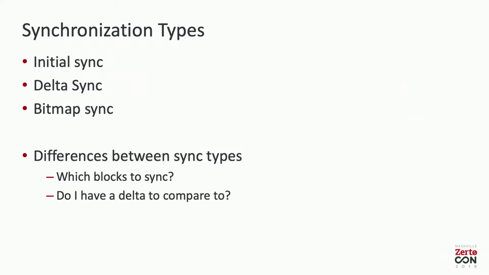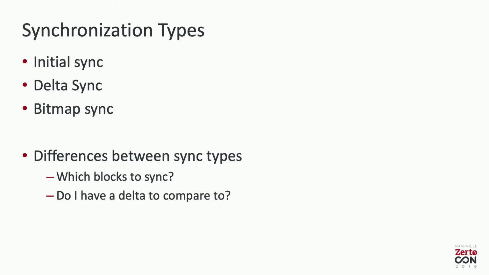The only differences between them, they all work the same, except the differences are which blocks you sync. In initial sync and delta sync, you would sync the entire disk. In a bitmap sync, you would only sync those blocks that the system knows might have been different.